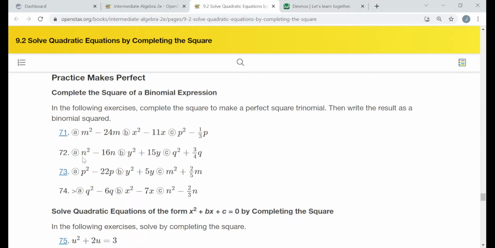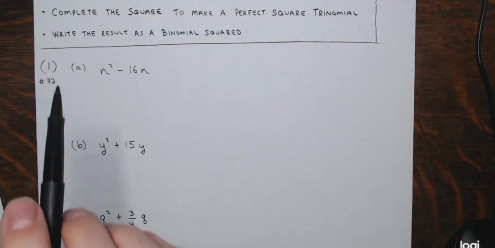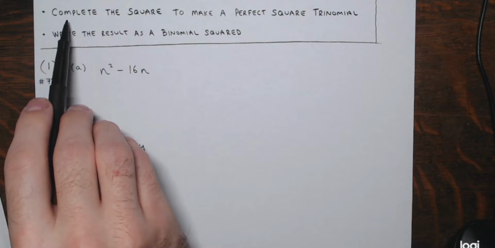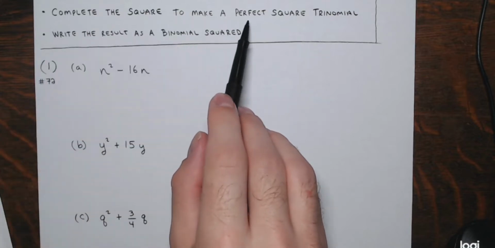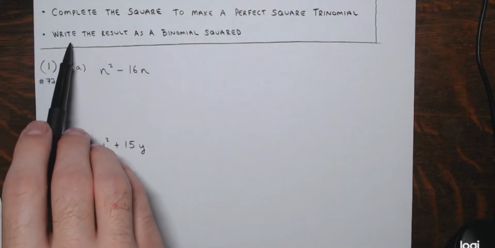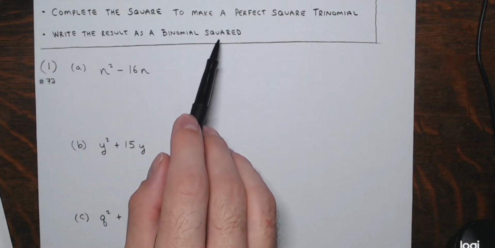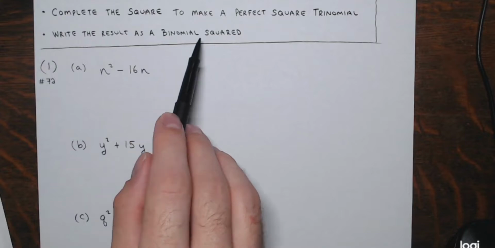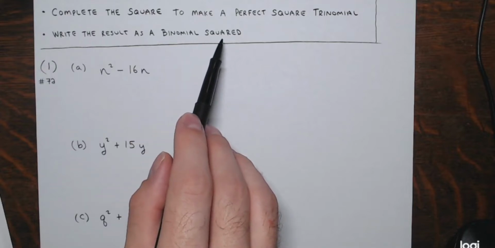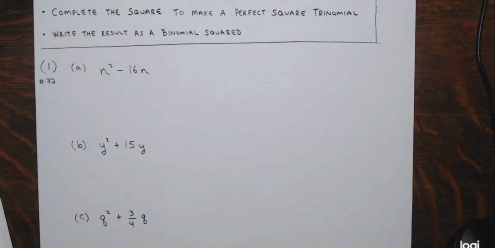Alright, so the first example is exercise 72, which I have written out here. In each exercise, we're asked to complete the square to make a perfect square trinomial. And then we're asked to write the result as a binomial squared. So some expression with two terms, a binomial, raised to the second power. Like I said, this is example 1, exercise 72 from the text.